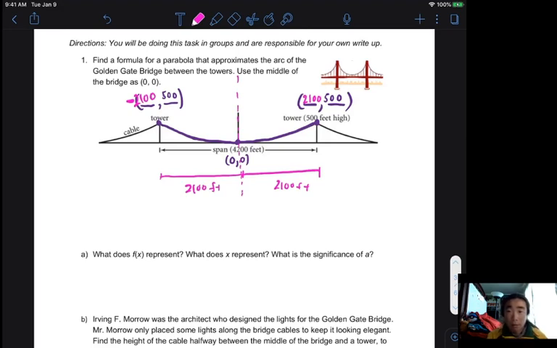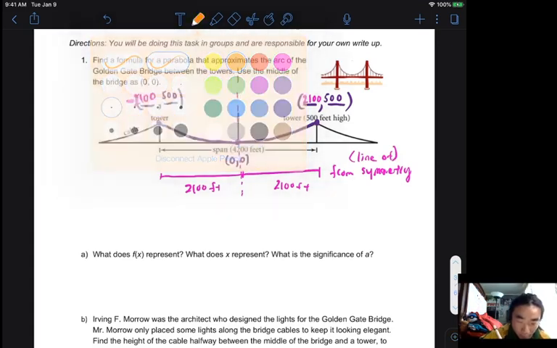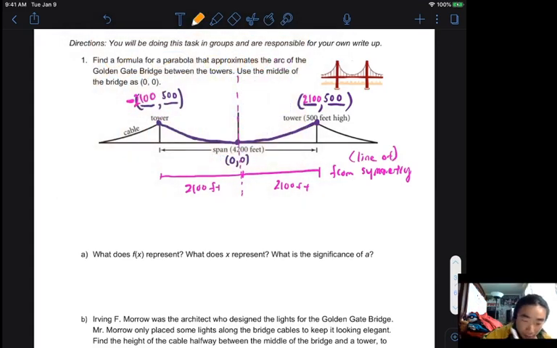Now from here, it's going to be interesting how you go about solving this. If you wanted to try vertex form, let me make better notes by using symmetry, the line of symmetry. And so the next part is thinking, okay, now I want an equation. So find the formula for the parabola that approximates it. The formula up here just means equation.